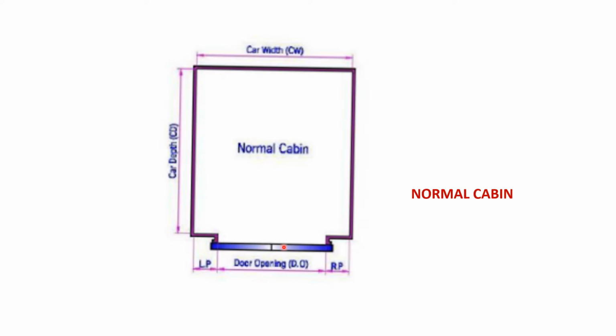So in the normal cabin, only one opening is there. The door operator is situated on the front side of the cabin. So this is our car depth and this is our car width.